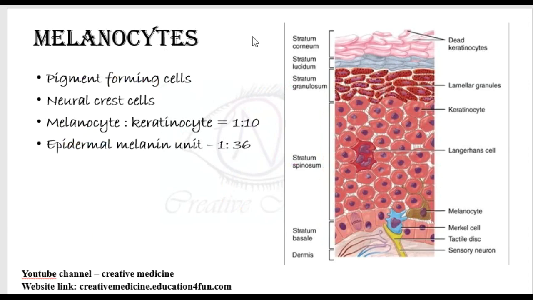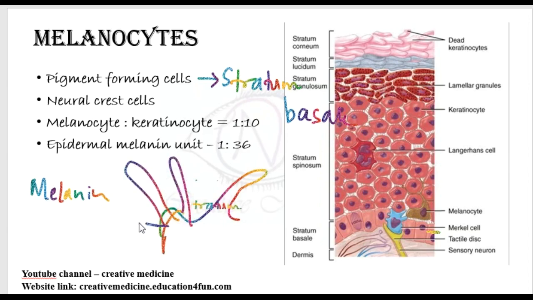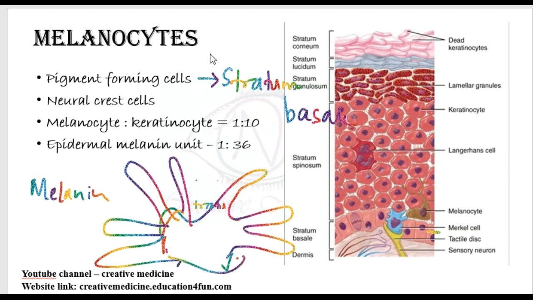Melanocytes are pigment forming cells which are present in stratum basale. Melanocytes are derived from neural crest cells. They form the pigment melanin. They are dendritic cells. There are two types of dendritic cells present in the skin: melanocytes and Langerhans cells.